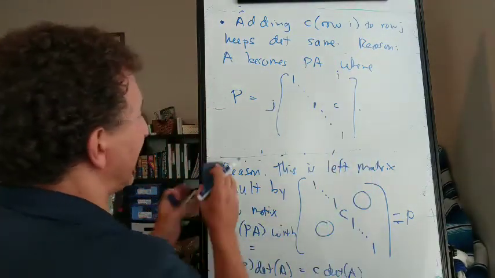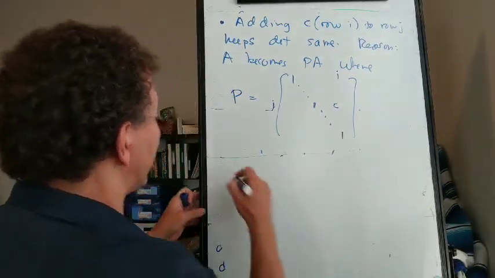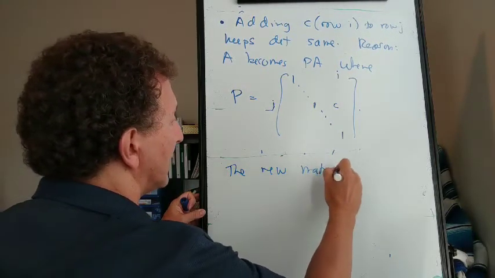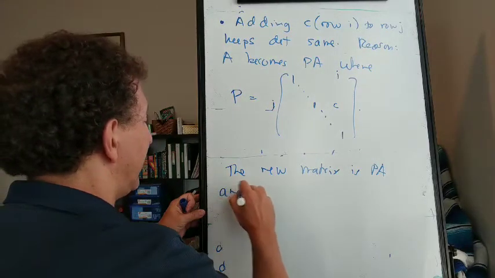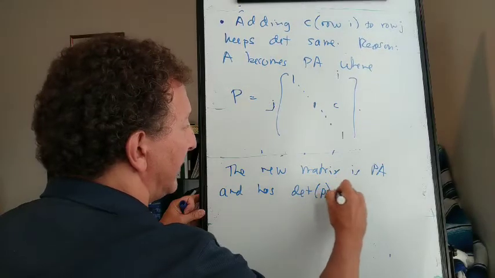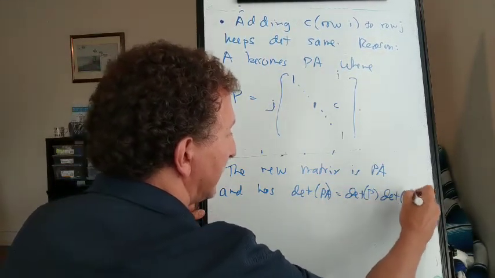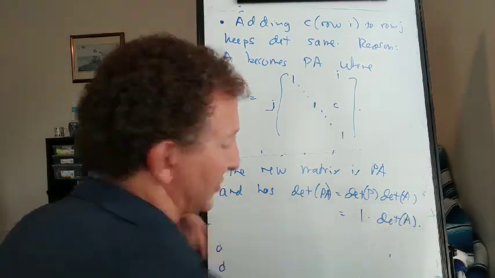So that means that the new matrix is PA and has determinant of PA equal to determinant of P times determinant of A, which equals 1 times determinant of A. So the determinant doesn't change at all.